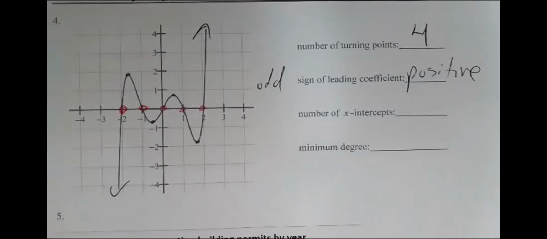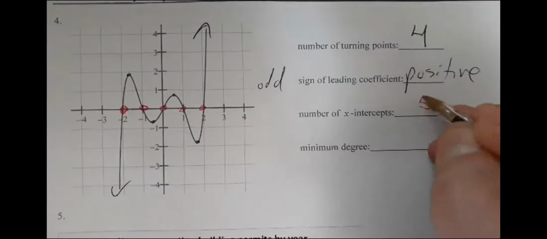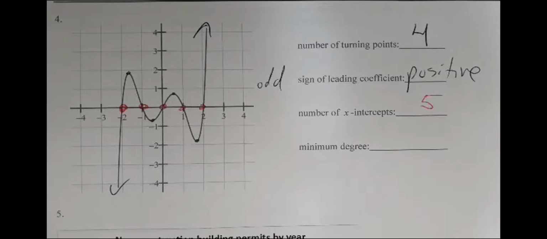It hits it in 5 different spots. There are 5 different x-intercepts. The minimum degree on this thing, again, we have to take the 4 and add 1. So there are 4 turning points, so at least a 5 degree function.